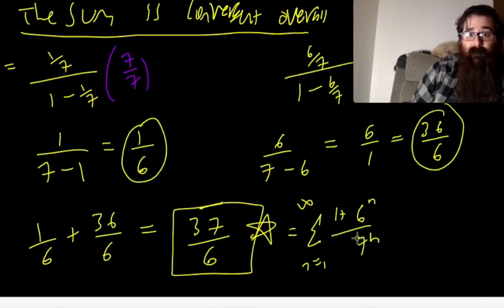So, believe it or not, this series here is really the sum of two convergent geometric series popped into one. It is convergent overall, and the sum, if you sit there and add everything up, is going to want to go to 37 divided by 6.